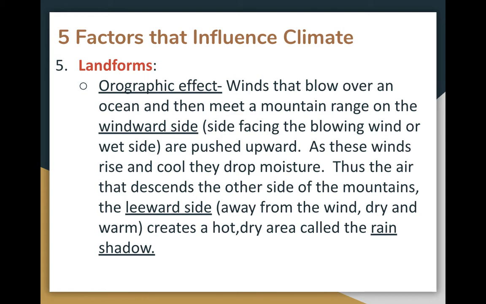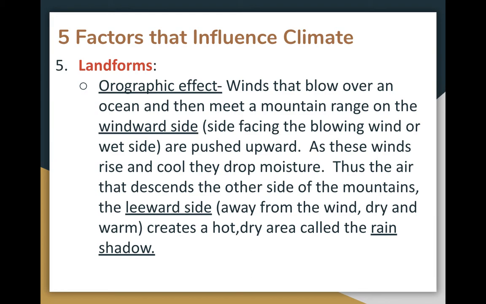Landforms. So landforms are going to impact climate in a couple different ways. So one way is the orographic effect. So basically, what happens with that is the winds blow over an ocean, and then they meet a mountain. This is what happens on our west coast, on what's called the windward side. So the windward side is the side that faces the ocean. And so that wind, when it hits the mountains, gets pushed up because it's got nowhere else to go. So it goes up. And so as these winds rise and cool, they drop moisture. So the air goes up into the clouds and then drops moisture.